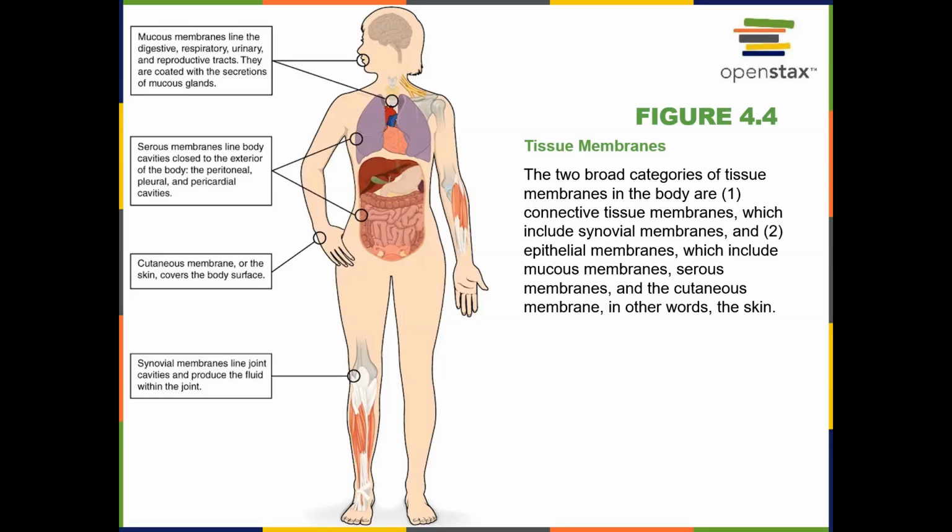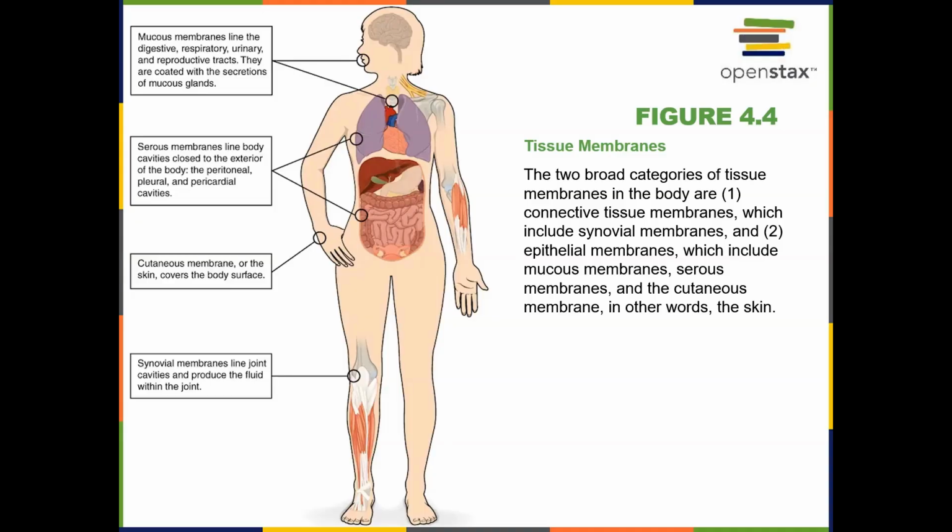The other broad category of tissue membranes is epithelial membranes. Epithelial membranes include mucous membranes that line the digestive, respiratory, urinary, and reproductive tracts and are coated with mucus, a secretion that comes from glands found within the epithelium that secrete mucus in order to lubricate and moisturize the surface.